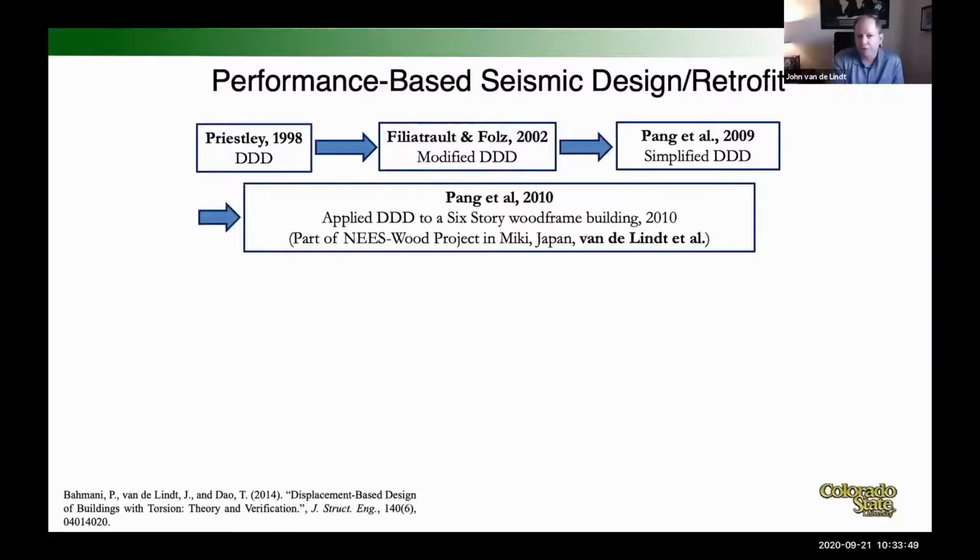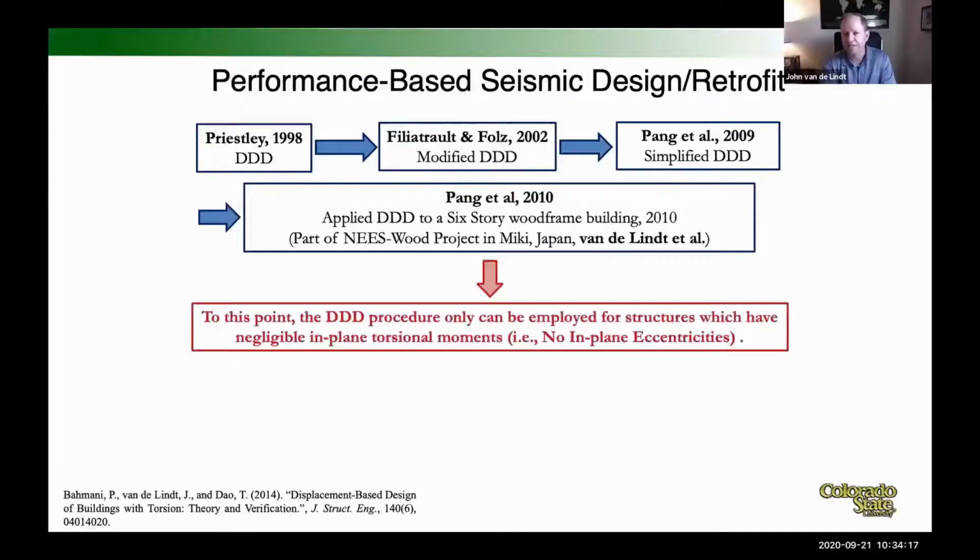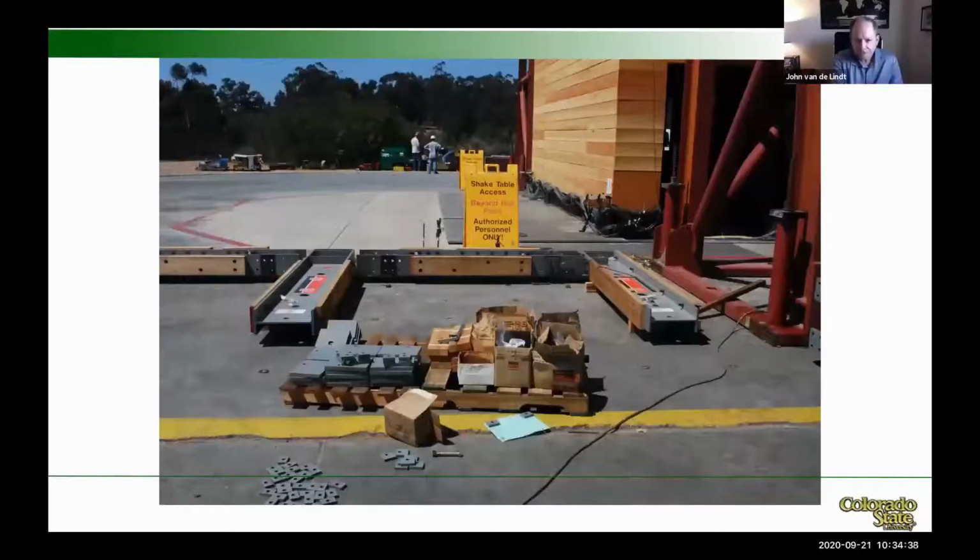This was something we borrowed this logic from, direct displacement design by Nigel Priestley in 1998. Andre Filiatrault and Brian Folz improved upon it, and then for wood, Pang in the NEES-Wood project. I won't be talking about NEES-Wood today, but then we took that design, that 6-story building in Japan, using that design approach and tested. But to that point, it couldn't really handle in-plane eccentricities and in-plane torsion. And so Bahmani et al., as part of this project, NEES-Soft, improved upon that, and that's what we used to do this design. So here you can see this is our partnership with Simpson Strong-Tie. They partnered on NEES-Wood, NEES-Soft. They'll be partnering on the 10-story test as well, as you'll see.